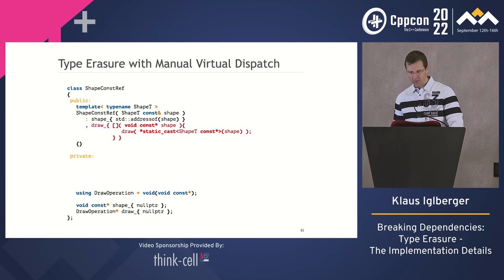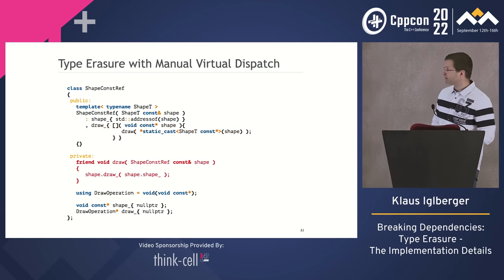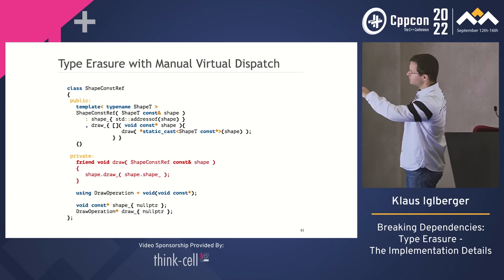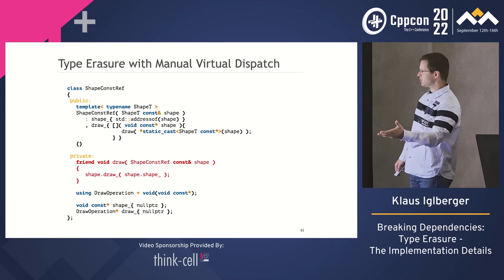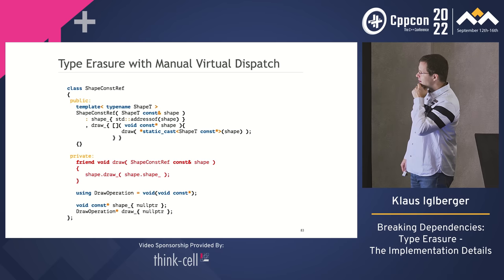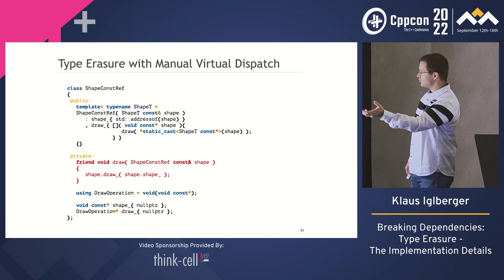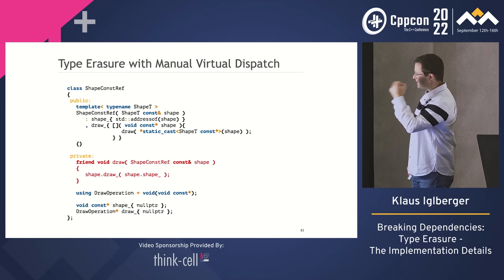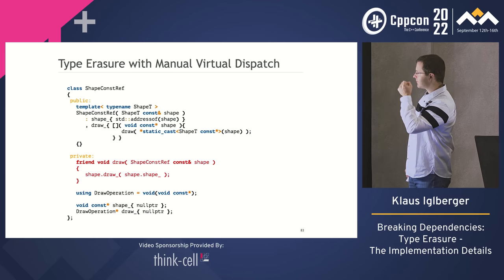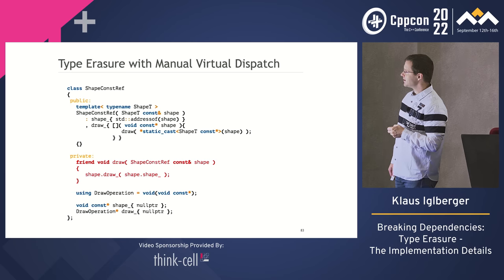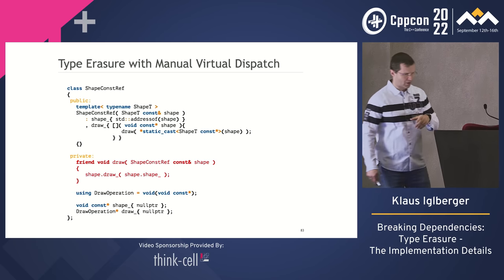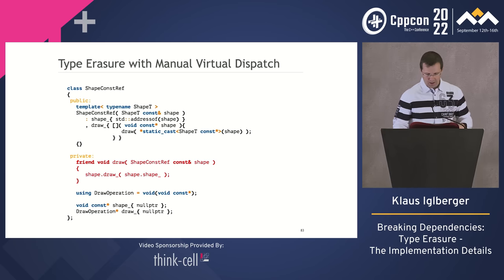There's one thing missing. Something has to trigger this draw, and that's again what I do with a hidden friend. Again, it's called draw, takes a ShapeConstRef, by reference to const or just by value. It's a view after all. And you take the shape, give it to the draw function, call it, and this will do the right thing. So this is the approximately 10, perhaps a few more lines of code that I promised.